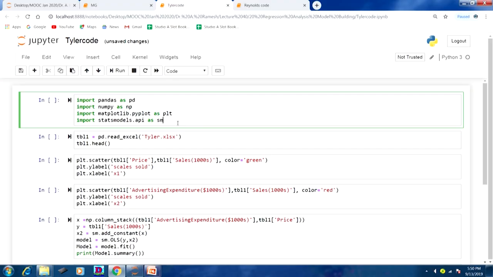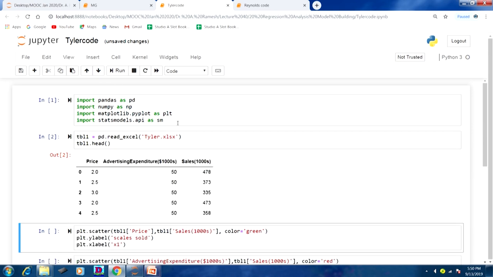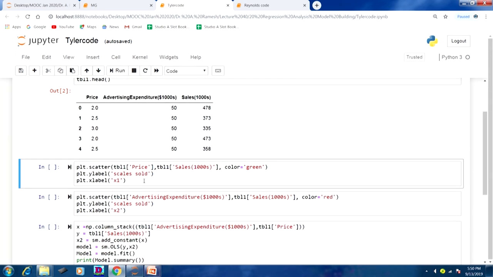Now we are going to look at the interaction among independent variables with y with the help of this Python code. I have imported the file, the file name is Tyler. So this was the portion of our file. First we'll do the scatter plot.